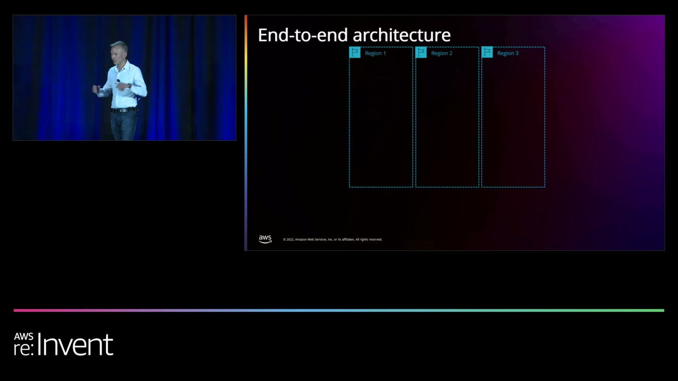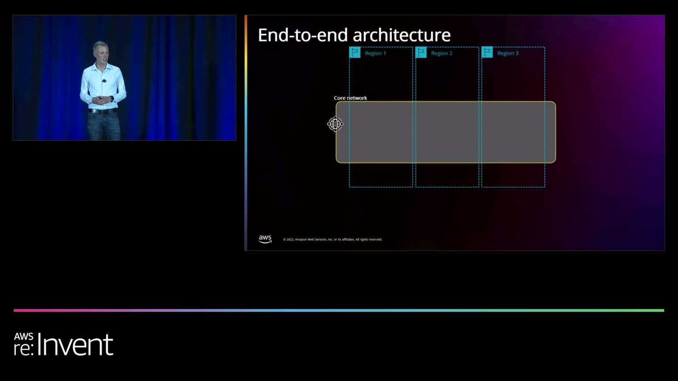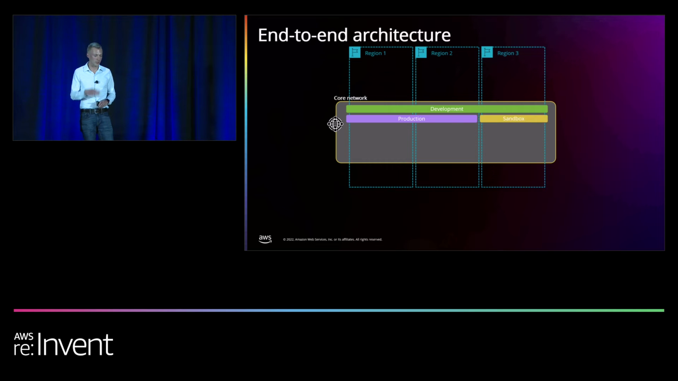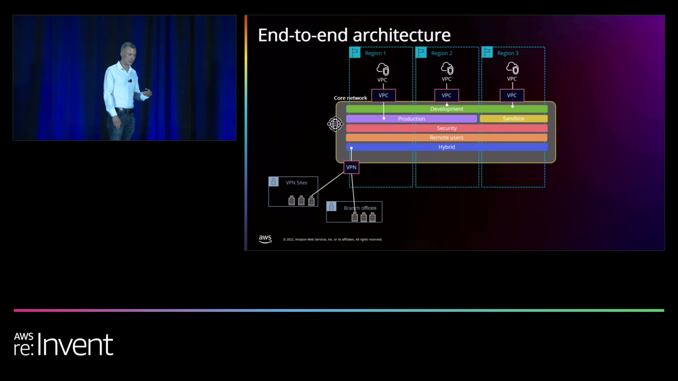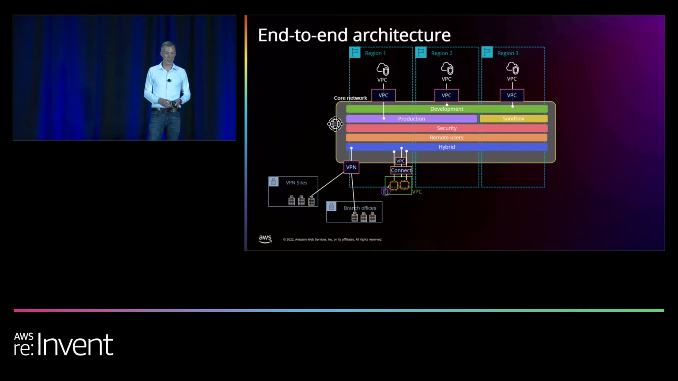So thinking through these individual components, tying them all together for an end-to-end architecture, once you deploy a core network, you can go ahead and deploy your segments and then attach your VPCs. Use AWS Site-to-Site VPN to connect your VPN sites and your branch offices. Then connect through a Connect attachment, connect your instances to your segments. And here, using a hybrid VPC or a hybrid segment gives you that end-to-end routing to be able to propagate those routes into your other segments.